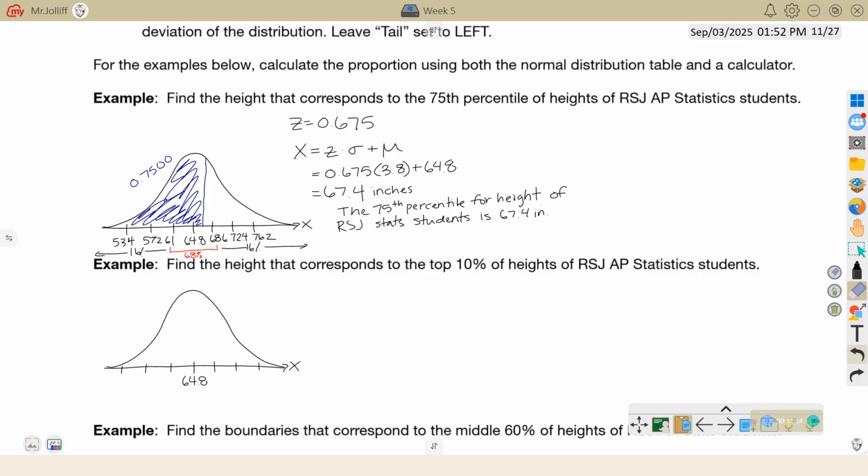Top 10% of heights. I need to think about where that sits. We know that one standard deviation out is 16. I know that 2 standard deviations out is about 2.5, because 2 standard deviations is 95. That's half of 5 in each tail. That's 2.5. So I'm closer to 1 standard deviation than 2, and I'm on the positive side. So I know my boundary is sitting somewhere here between 1 and 2 standard deviations above. That's the data value I want.